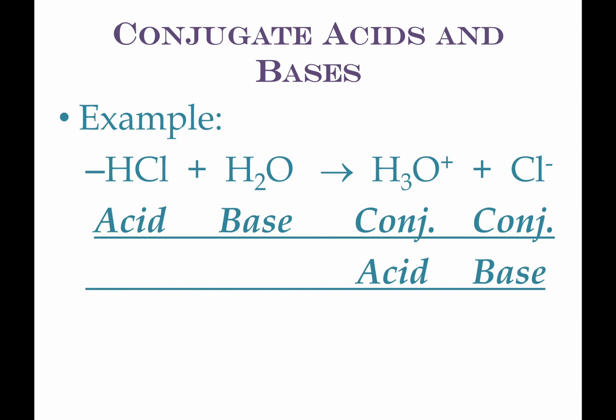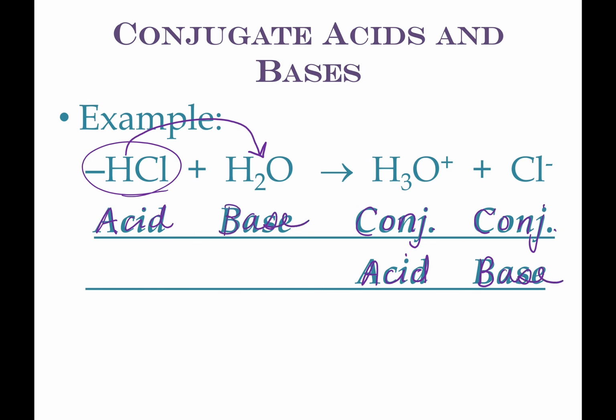So here we have the acid. The acid is going to donate a hydrogen to the water here. So what's left over, this is the acid. It's donating a proton to water, so this becomes the conjugate acid. What's left over from the acid becomes the conjugate base. And this was the base because it accepted the proton. So acid, base, conjugate acid.